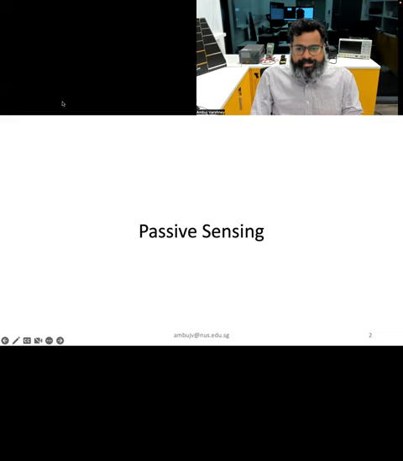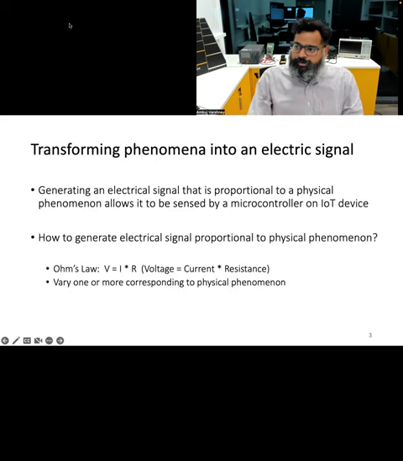So in this lecture, we will focus on a type of sensing modality which is most widely used on IoT devices, and this is called passive sensing. So let's go back and look at what a sensor is. A sensor is a device that measures a physical phenomenon and generates an electrical signal that corresponds to this external physical phenomenon. And this electrical signal can then be processed by a microcontroller that is present on an IoT device.